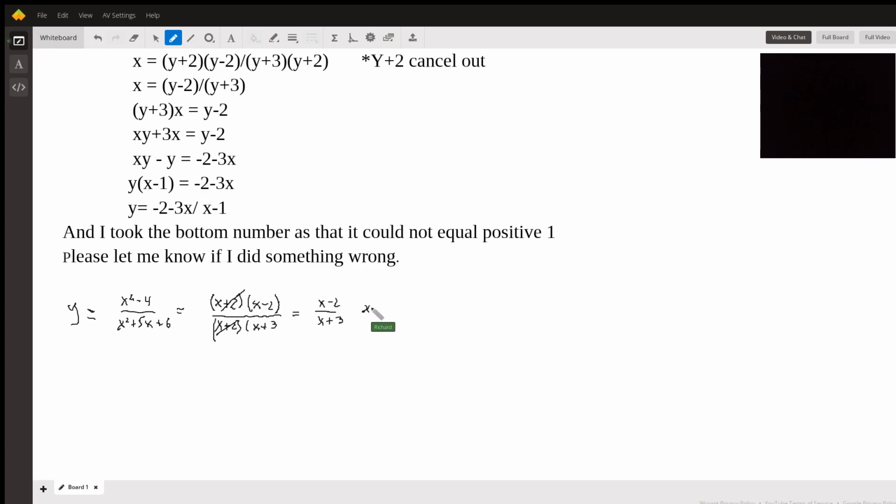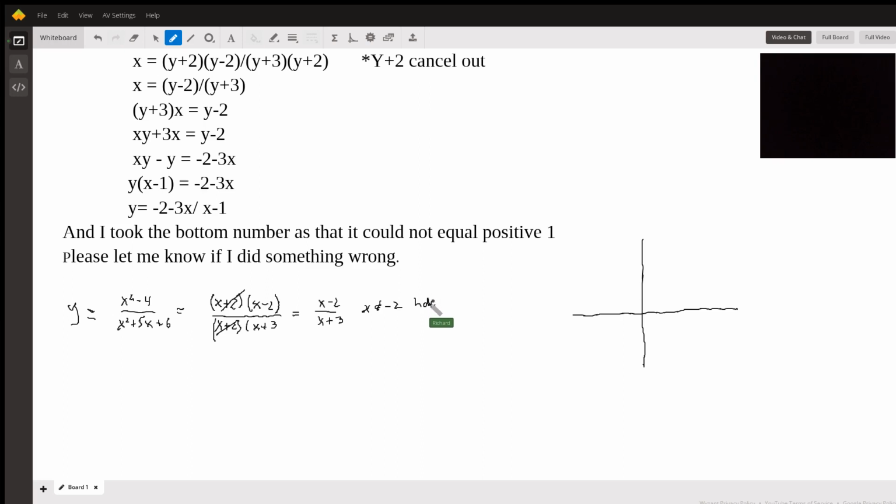Provided, of course, x itself cannot be negative 2, because when x is negative 2, the denominator becomes 0, and we have something that's undefined. So negative 2 we know is a hole. So we know that we have a hole at negative 2, but we have some other things going on here as well. So that's our hole.